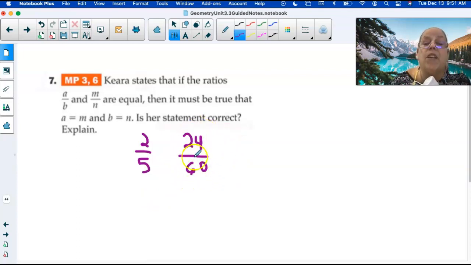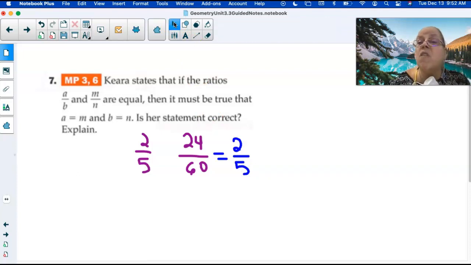Okay? If I reduce this by 12, I'm going to change color. Okay, 24 divided by 12. Anybody know? Say 2. But right now I have the beach ball of death, and as soon as I don't, I will say 2. And 60 divided by 12. Say 5. So look, the ratio is the same. So, in our opinion, is Kiara correct? I don't think so. Kiara is not correct.